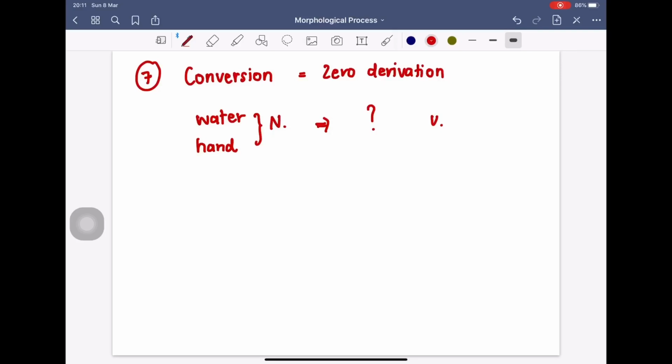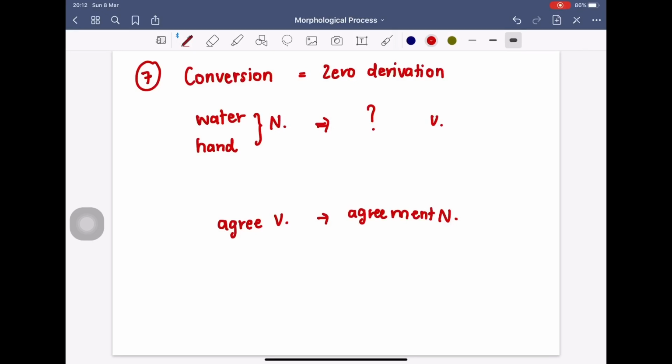But for other words, like the word agree. Agree is a verb. If you want to make it into a noun, you need to add the suffix ment, right? To be agreement.